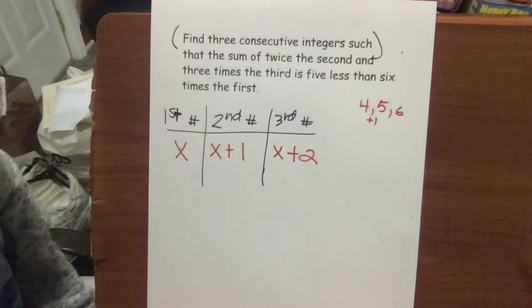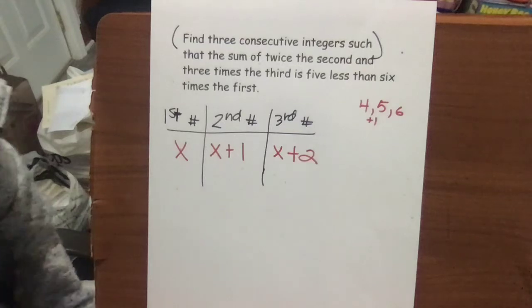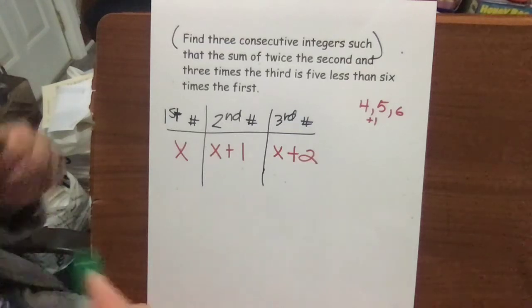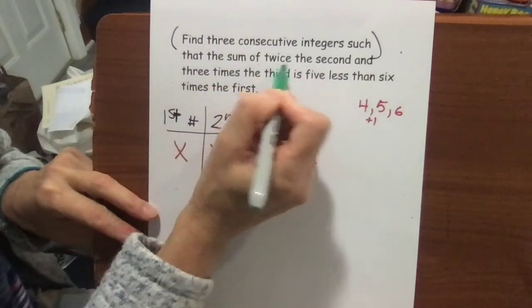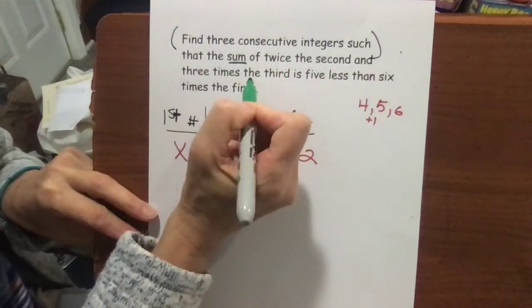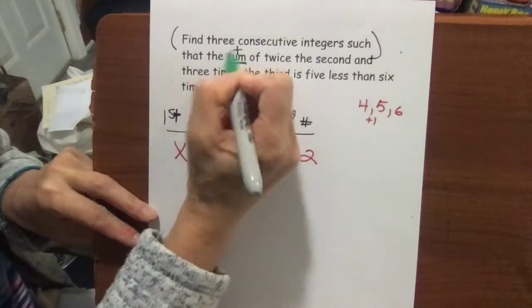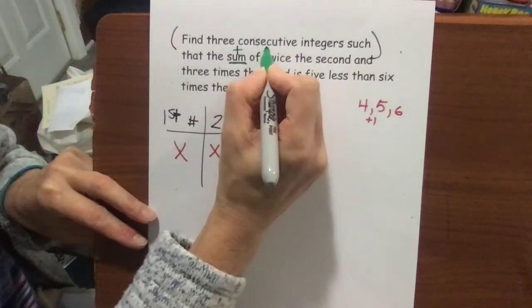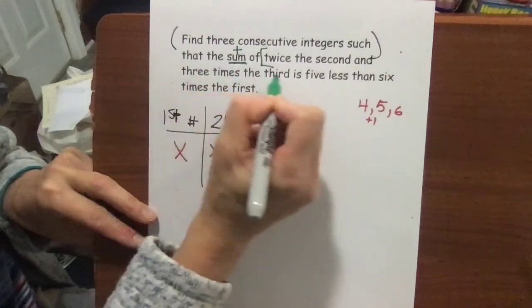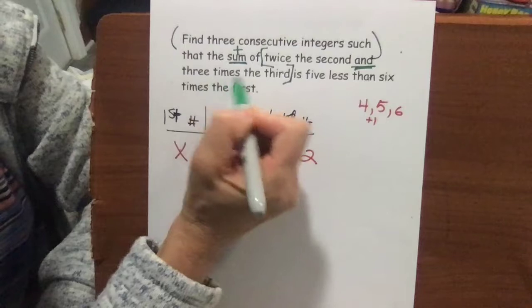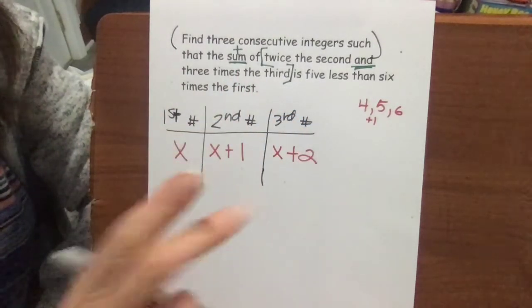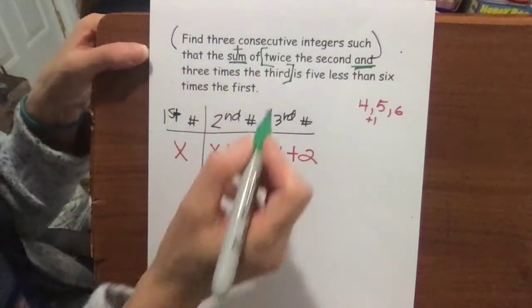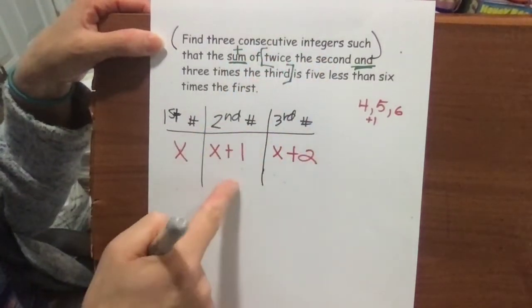Okay, so now that we've got our first, second, and third numbers set up in our table for the 3 consecutive integers, one after another, we can now focus on what the words are saying to build the equation. All right, and it says such that the sum of twice the second, all right, so we're going to take a sum, we're going to add 2 things together. But what are we adding? Twice the second and 3 times the third. So whatever is before and follows the word and gives you a sum because there are 2 things that you can add together. That's what follows the word sum.